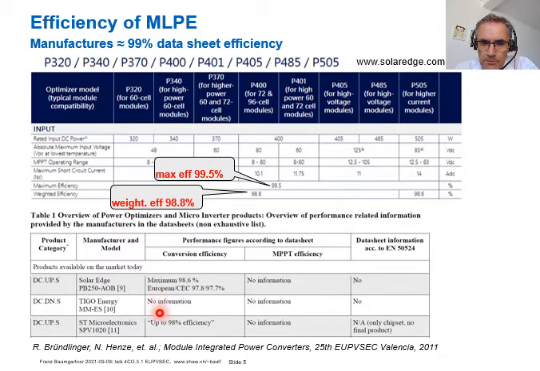10 years ago, colleague Roland Bründlinger from Vienna also did measurements on these DC-DC converters. At that time, the datasheet values were about 1% less than where they are today.